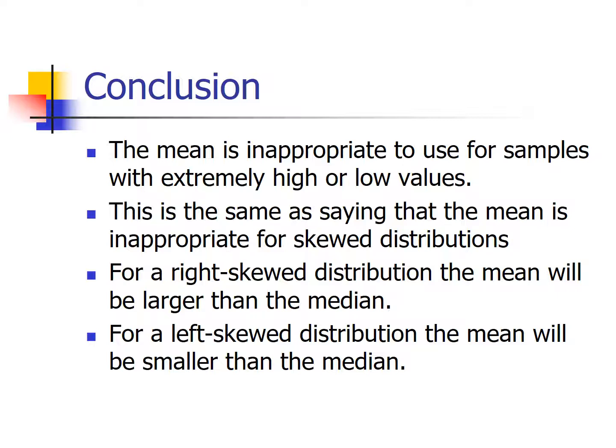So to summarize, we use the mean whenever we can. It's got a magical property we'll talk about later. However, one of the situations where we can't use it is where we have a skewed distribution. When we have a skewed distribution, because the mean is not resistant, we have to instead use the median, which is.